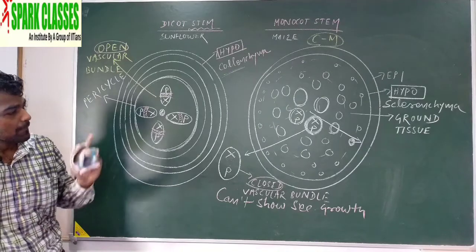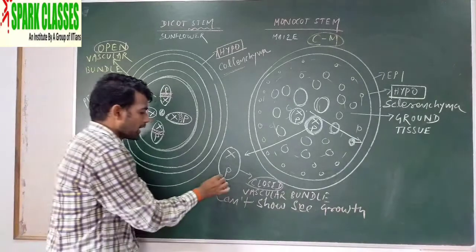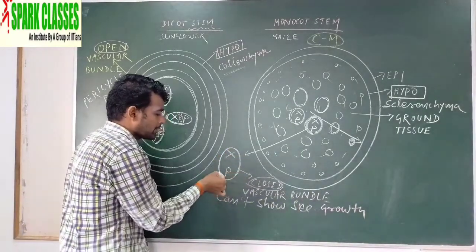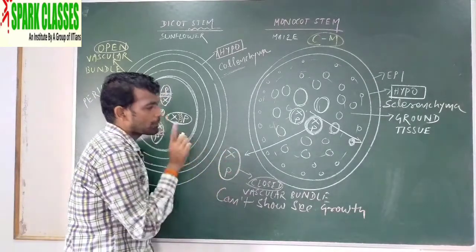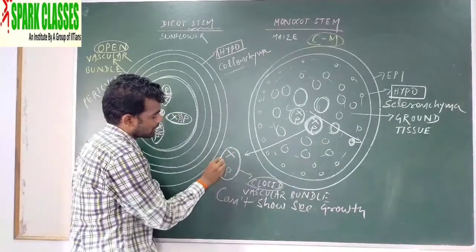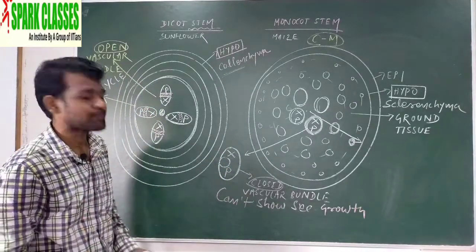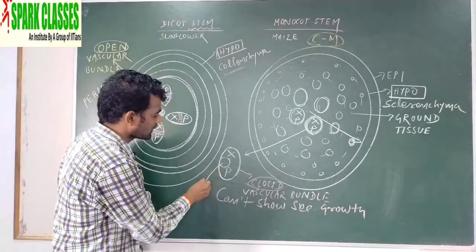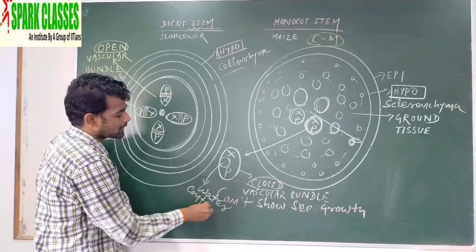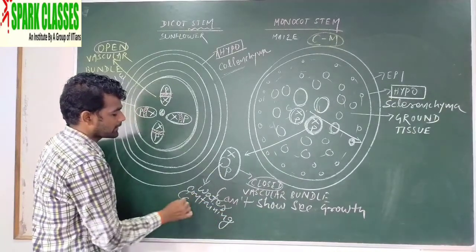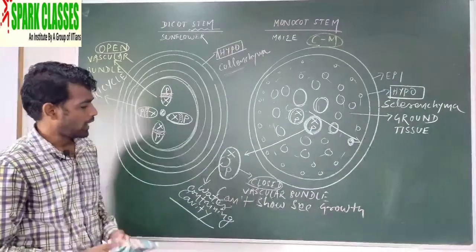Clear? But another important question, in addition to closed and open. Already I had told you this is a closed vascular bundle: xylem and phloem are not separated, they are closed. In case of monocot plants, inside the vascular bundle there is a water containing cavity. Cavities means empty space. This space is called a water containing cavity. You have to remember: what is a water containing cavity? The cavity which can contain water.